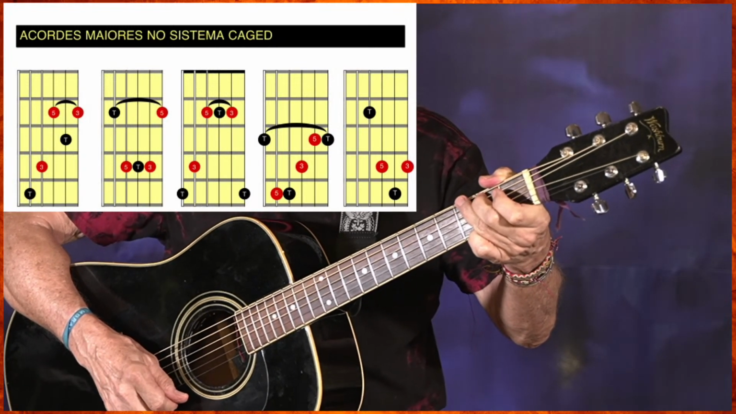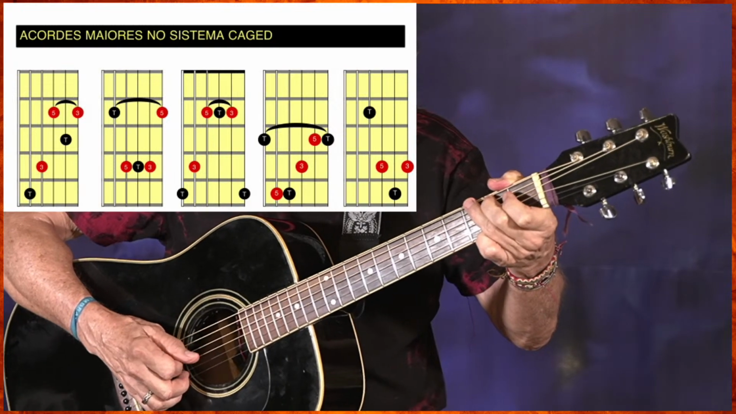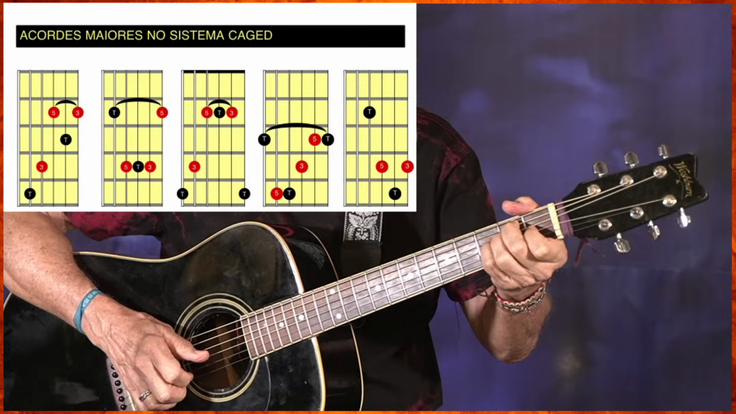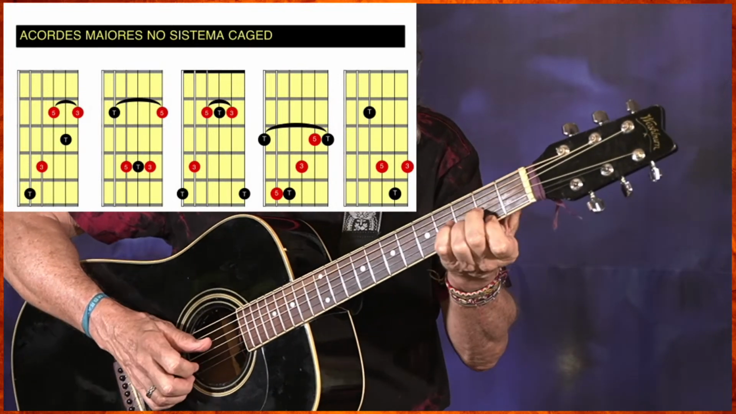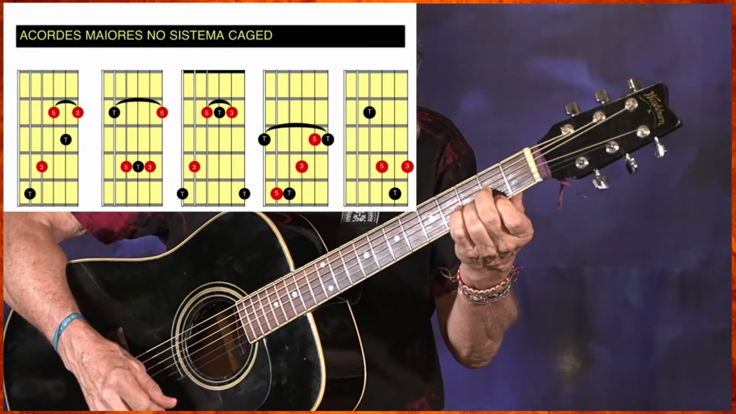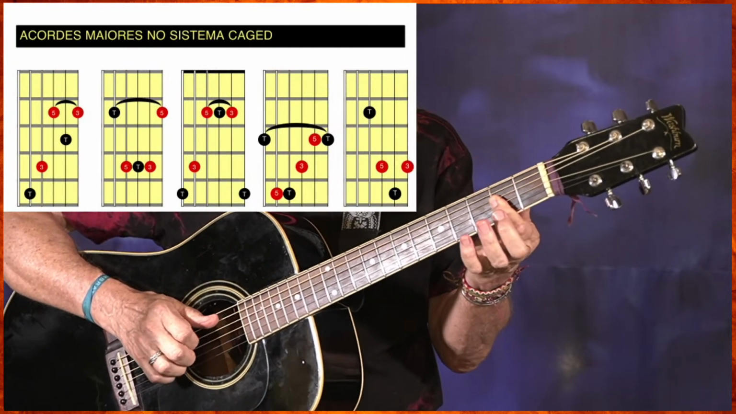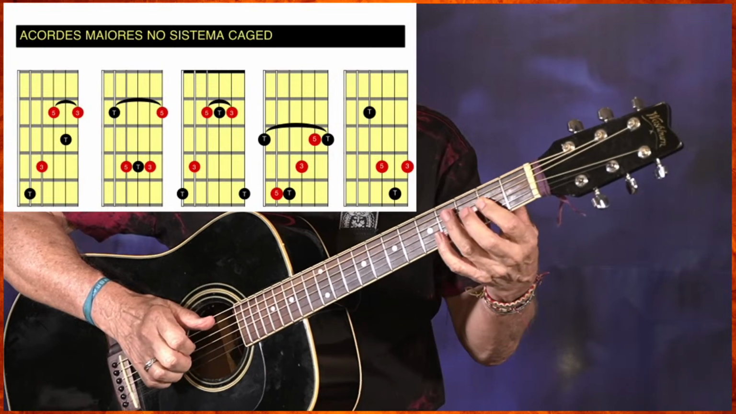The G form, and then you got an E form, and then your D form. So we're in this A form, okay? So we can move it up to a B.